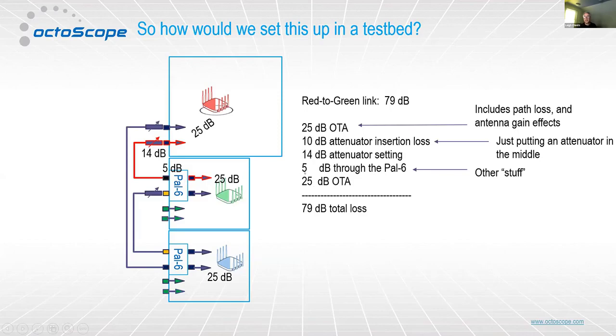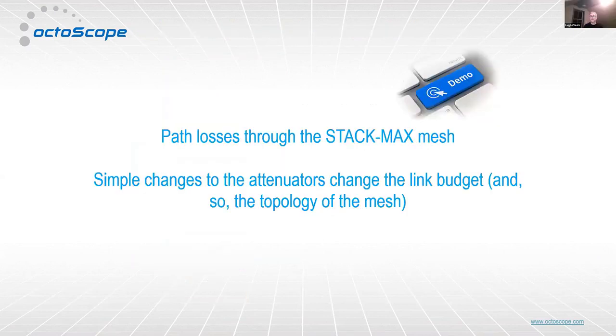That's 50, 60, 65 dB. We know we want 79. So to get to 79, we just turn our attenuator from 0 to 14. And then boom, we've got 79 dB of total loss between those two. So now we've got in our test bed a reasonably good model of what that mesh system link would look like in the environment in which it would be placed. So I'm going to stop here, and we're going to do a demo of this so you can actually see how this works in real life.